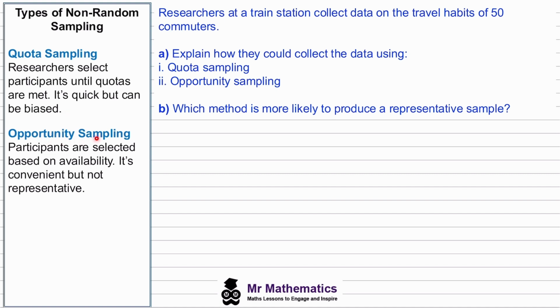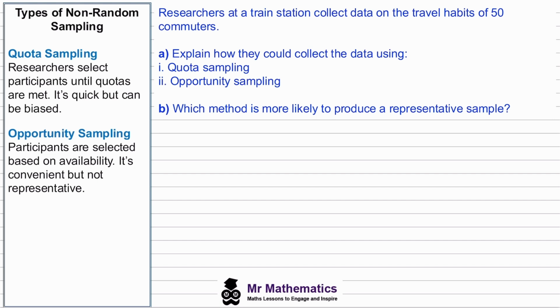With opportunity sampling, this is even simpler. You just pick whoever is available at the time, like the first 5 students who walk into a class. It's convenient, but you might miss out on having a representative group. Both methods are quick, but they can introduce bias, and we need to keep that in mind depending on the context.